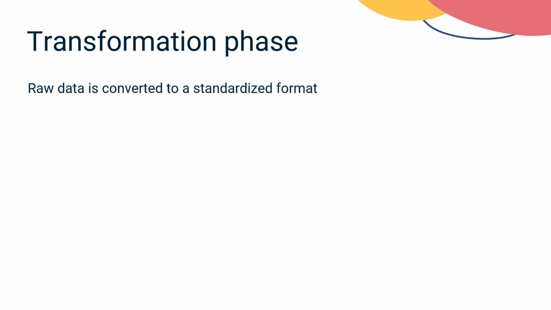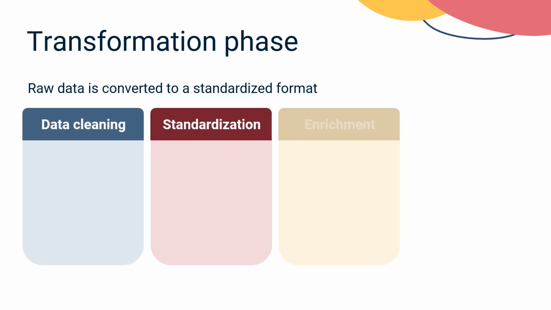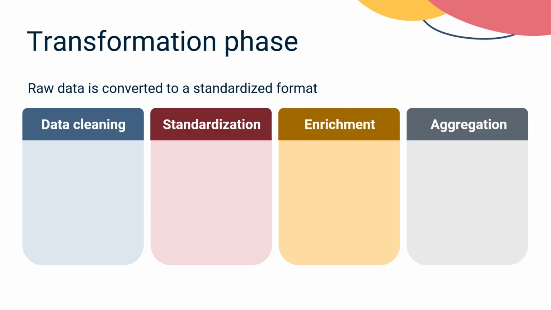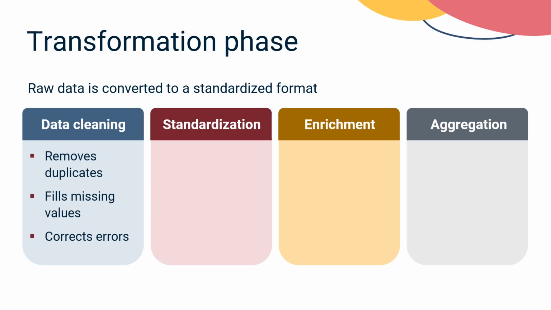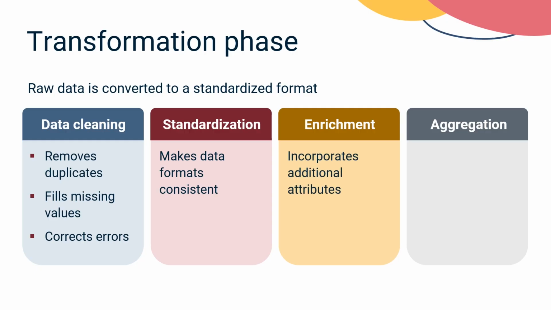The next phase is transformation. In this phase, raw data is converted into a structured, standardized, and meaningful format by following processes for data cleaning, standardization, enrichment, and aggregation. The data cleaning process removes duplicates, fills missing values, and corrects errors. During data standardization, data formats are converted to a consistent standard. Data enrichment involves adding value by incorporating additional attributes or context. The aggregation process summarizes data for high-level analysis, such as calculating totals or averages.